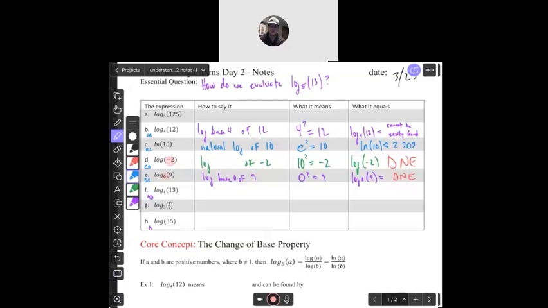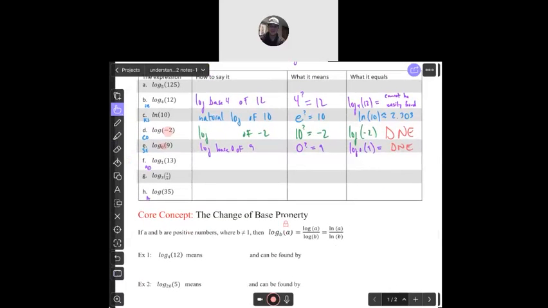You with me, Addison? Calling in Aiden. All right, what you got, Aiden, for F? Log base 1. Log base 1 of 13. Okay, what's that mean? 1 to something power. Okay, 1 to something power equals 13. So what is log base 1 of 13 equal to?